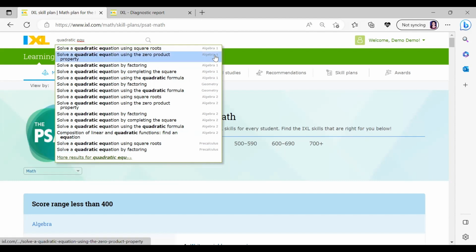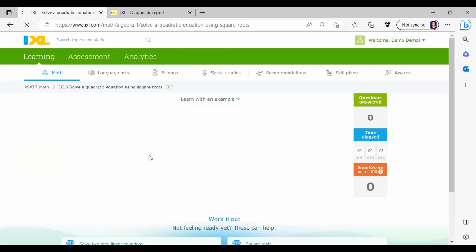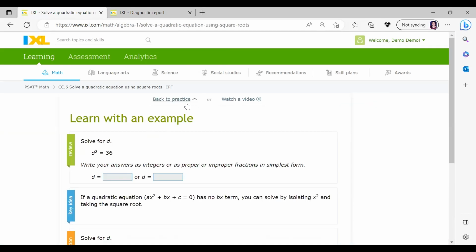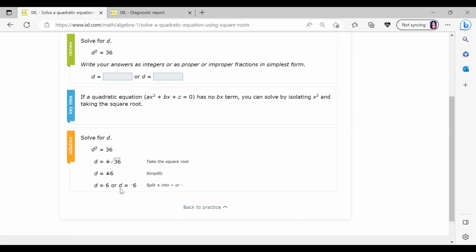See, based on your own ability, you can click each of them. Let's do the first one. The first one they come up, they give you a question. Of course, let's say, I don't know, I want to learn. Then you click learn with an example. They tell you d squared equal 36, so d must be equal to 6 or negative 6. So the answer is 6 or negative 6.